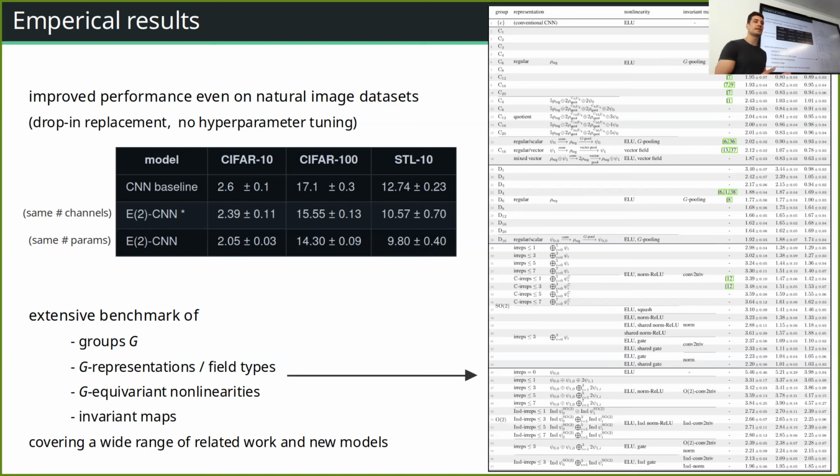We used a wide ResNet architecture and just plugged in our convolutions instead of standard convolutions. And then we did this on CIFAR-10, CIFAR-100, and STL-10. What's STL-10, sorry? It's very similar to CIFAR-10 and 100. It has 10 classes, but the images are bigger, 96 by 96 pixels.